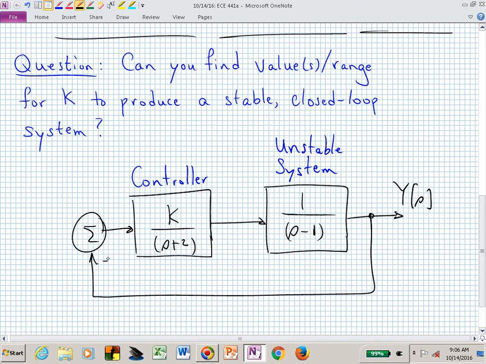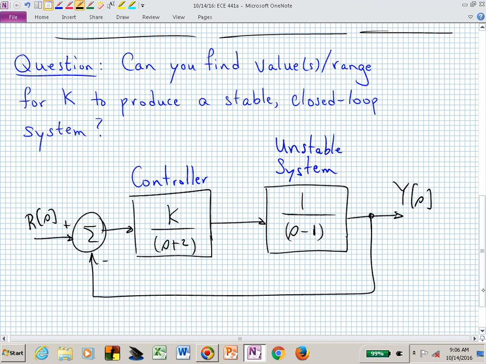And here we will have negative unity output feedback. You might hear me say that. It's unity, meaning there's no gain in the feedback path. It's negative because we are comparing it with this applied input, or the reference input, R of S.